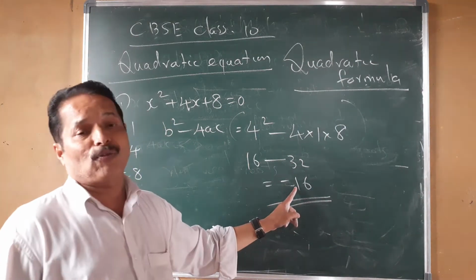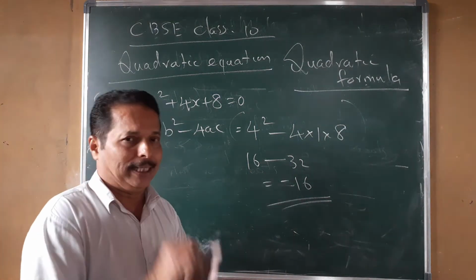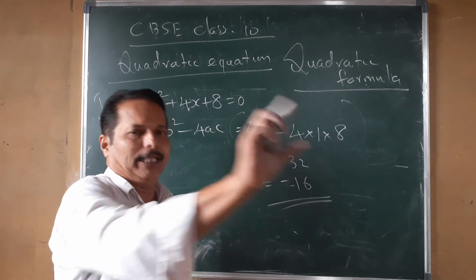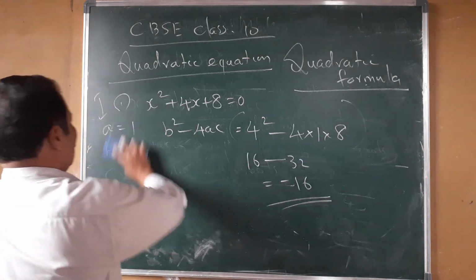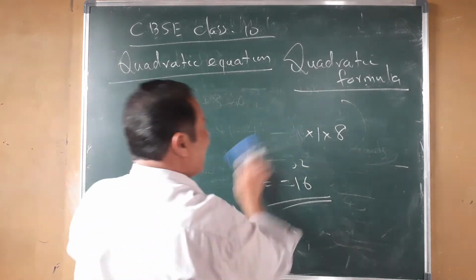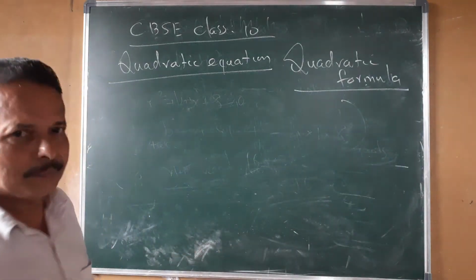You remember? If b square minus 4ac is negative, there is no real root. So your answer is there are no real roots. Is it clear? No real roots. That's your answer. Is it all?